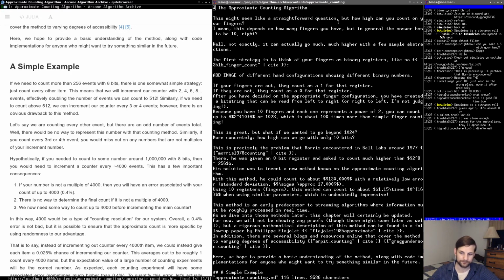Okay, so, a simple example. If we need to count more than 256 events with 8 bits, there's one somewhat simple strategy. Just count every other item. This means that we will increment our counter with 2, 4, 6, 8 events, effectively doubling the number of events we can count to 512. Similarly, if we need to count above 512, we could increment our counter every 3 to 4 events. However, there's an obvious drawback to this method.